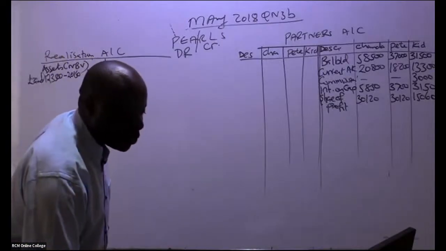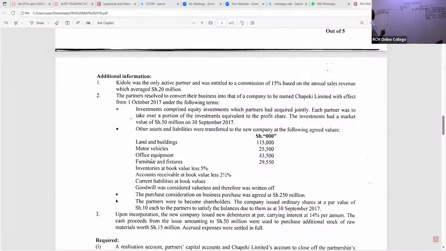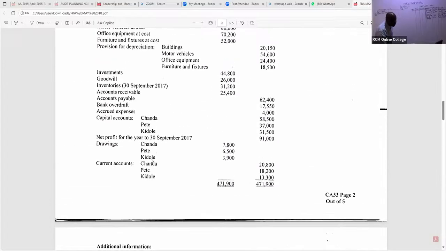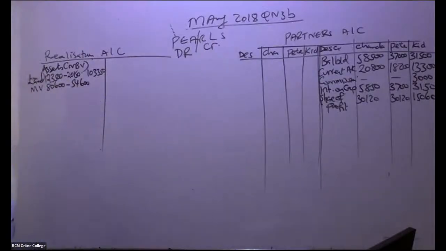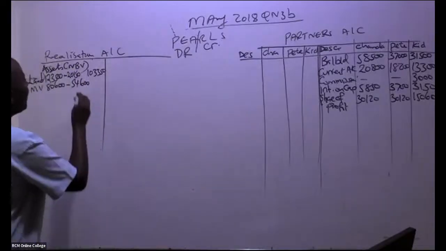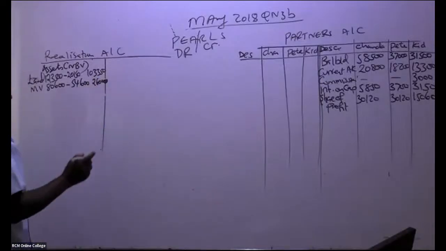The next one that was taken to the new company, my good students, is motor vehicles. So we have motor vehicles, go back to the net book value. Are you able to see the depreciation of motor vehicle? Motor vehicle depreciation is here. It is 54,600. Is there somebody who can give me a number to write for motor vehicles? I'm being given 26,000. Thank you so much. Great. We are doing very well.